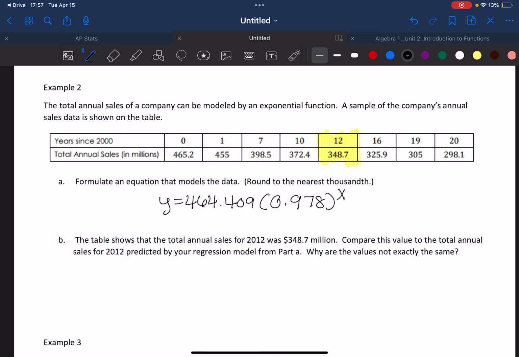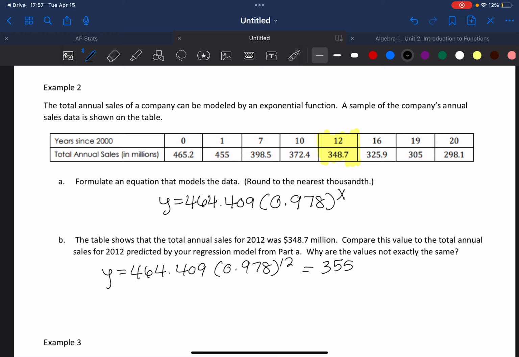So 2012 is 12 years after 2000, so I'm going to plug 12 in for x. y is equal to 464.409 times 0.978 to the power of 12. I'm going to plug that into my calculator, and I am going to get... I don't quite remember. I think it's 355. I think it's somewhere along those lines. And of course, you can correct me if I'm wrong. I know that the numbers are just a little off.